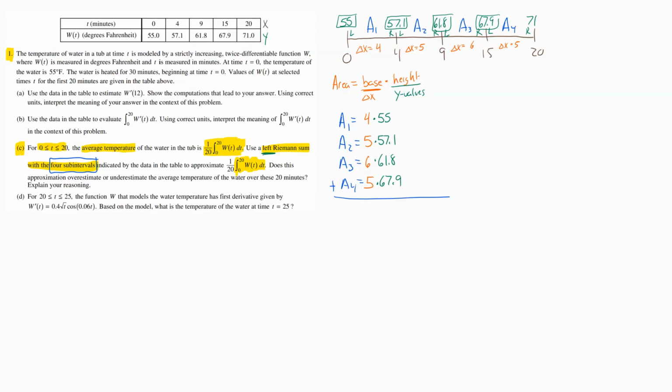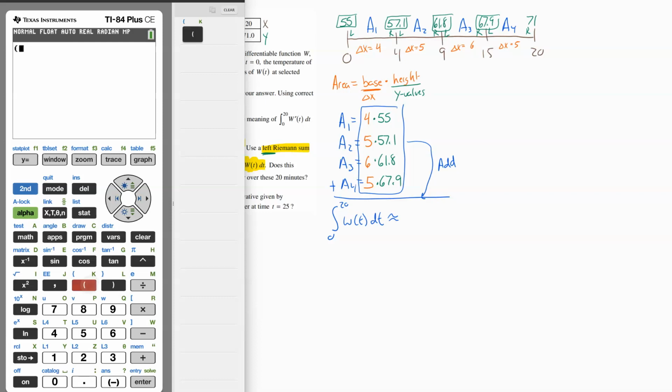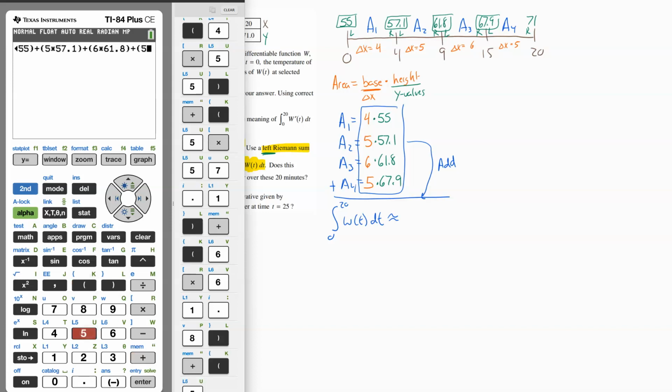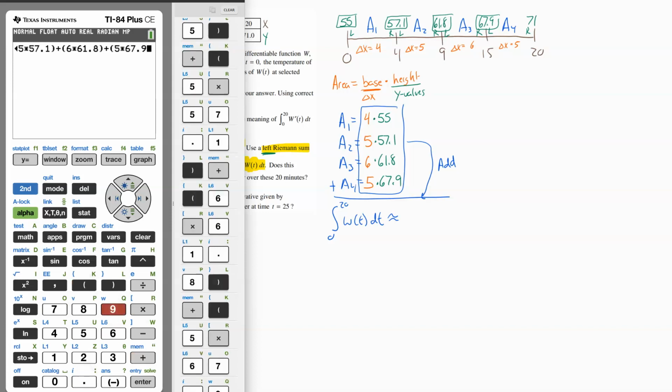Now, to get our approximation for our integral here, so our 0 to 20 of W(t) dt, we are going to just add up all of that work right there. And so what we do then is grab hold of our calculator, because this is a calculator required section, and we just put that work in. So for the first gap, this would be 4 times 55. Add to that the next gap, 5 times 57.1. Add to that the next gap, 6 times 61.8. And then add to that our fourth gap, which is going to be 5 times 67.9.